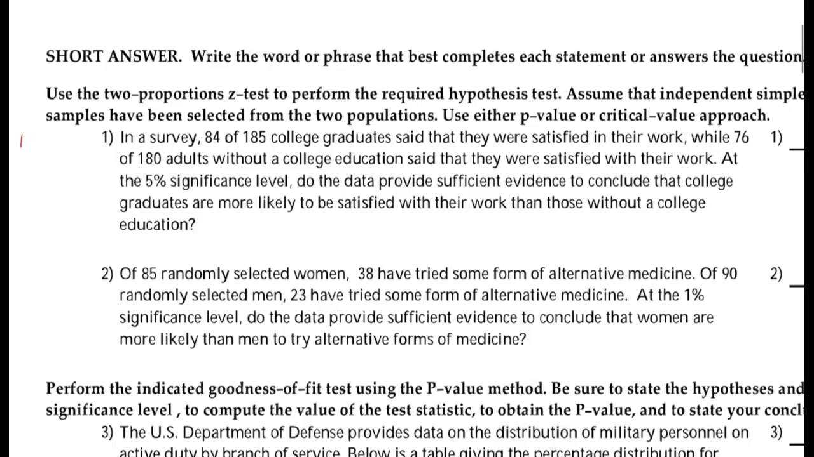At the 5% significance level, do the data... Remember, this was a do not reject. So we say the data, get rid of the "do" and the question mark: The data do not provide sufficient evidence to conclude that the college graduates are more likely.